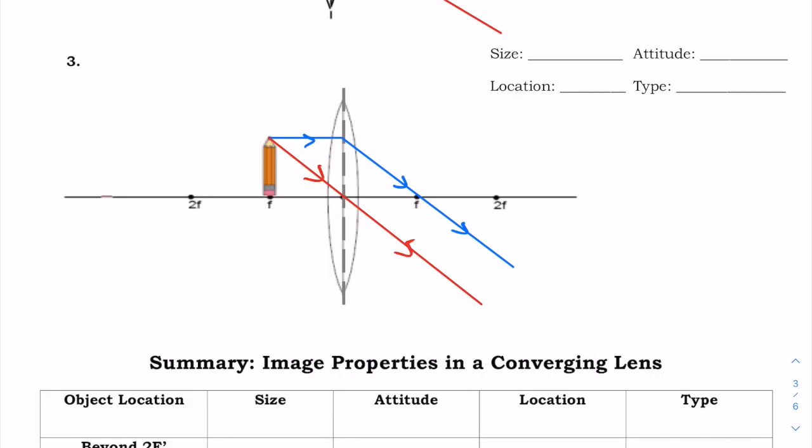Okay, something funny starts to happen as well. Notice on the right side of the lens, the light rays are not getting closer together. And if you try to use your ruler to extend them, you're going to notice that they don't cross anywhere. These two rays of light are parallel, so they never meet, meaning we don't form an image at all. So the SALT acronym is irrelevant here, and we'll just make a note: no image is formed because the rays of light are parallel.